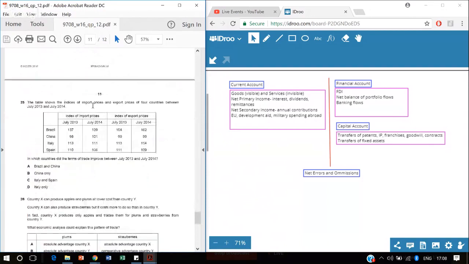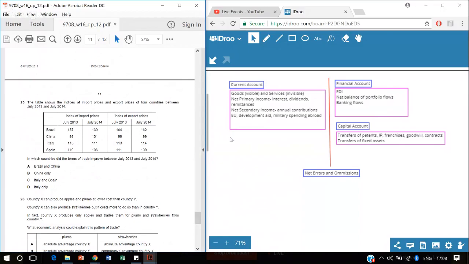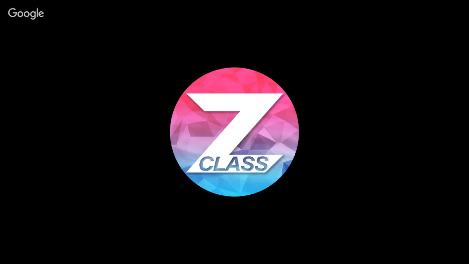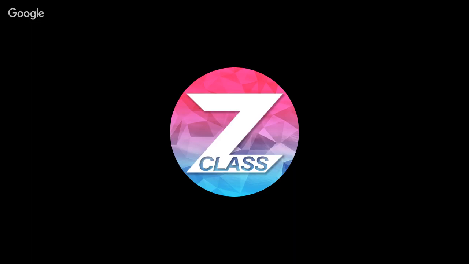Okay. Import prices and export prices of 4 countries between July 2013 and July 2014. Index of import prices. Index of export prices. Terms of trade. What's the formula for terms of trade? Average export over average import prices? Okay. Very good.